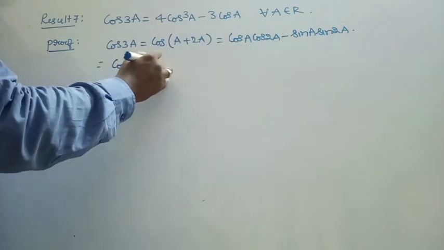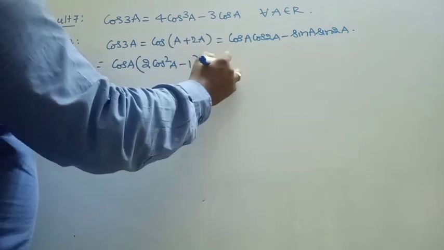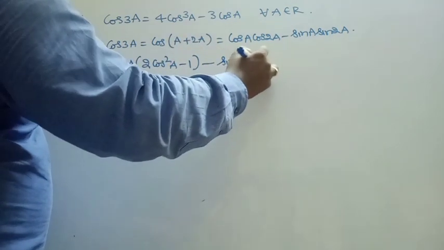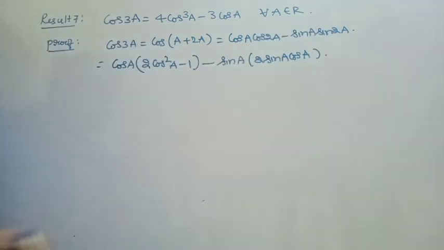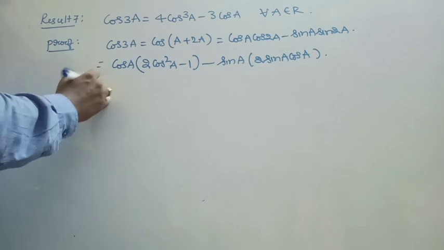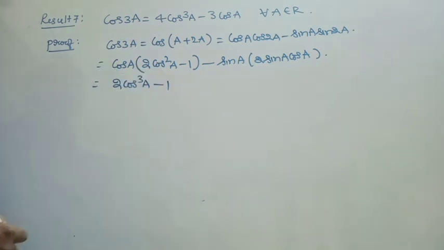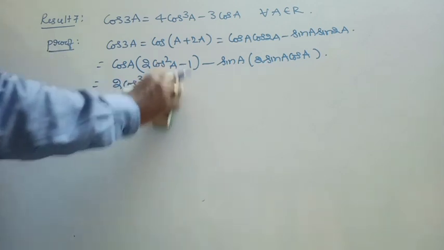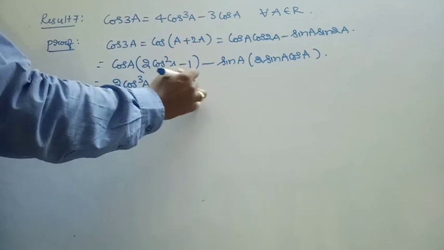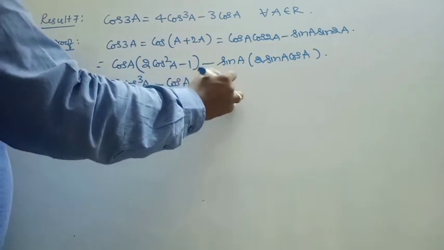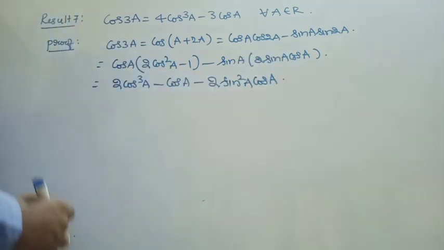You are having 2 cos square a minus 1, minus sin a into 2 sin a cos a, like this, right? My dear students, now this is (2 cos square a minus 1) cos a, that is 2 cos cube a minus cos a, minus 2 sin square a cos a, like this.